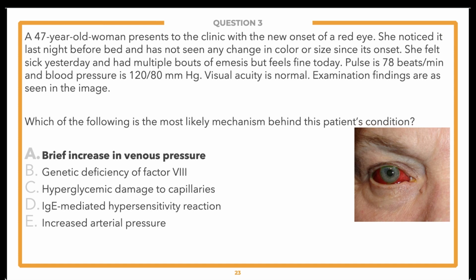If you went with one of the answer choices, and 60% of you did, let's walk through it here. Going from the bottom, increased arterial pressure is associated with hypertension and is a cause of subconjunctival hemorrhage in the elderly, right?